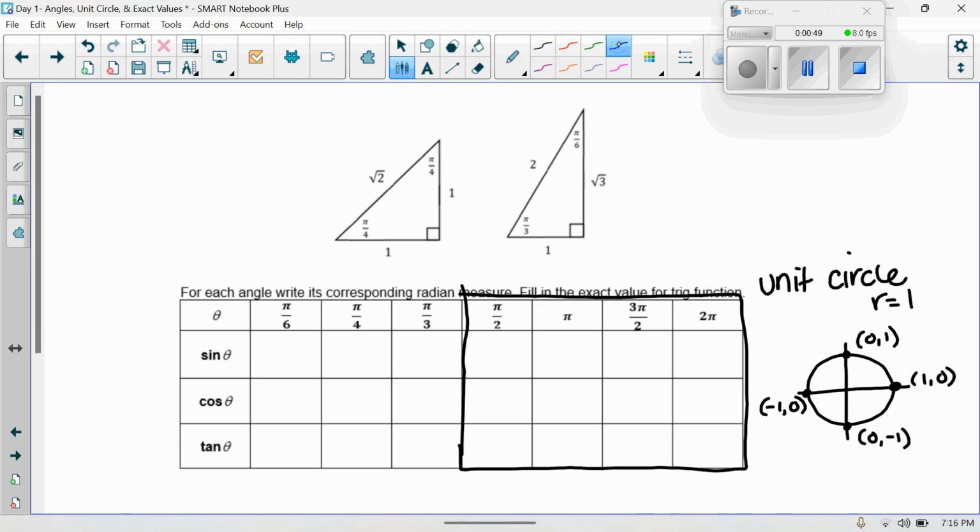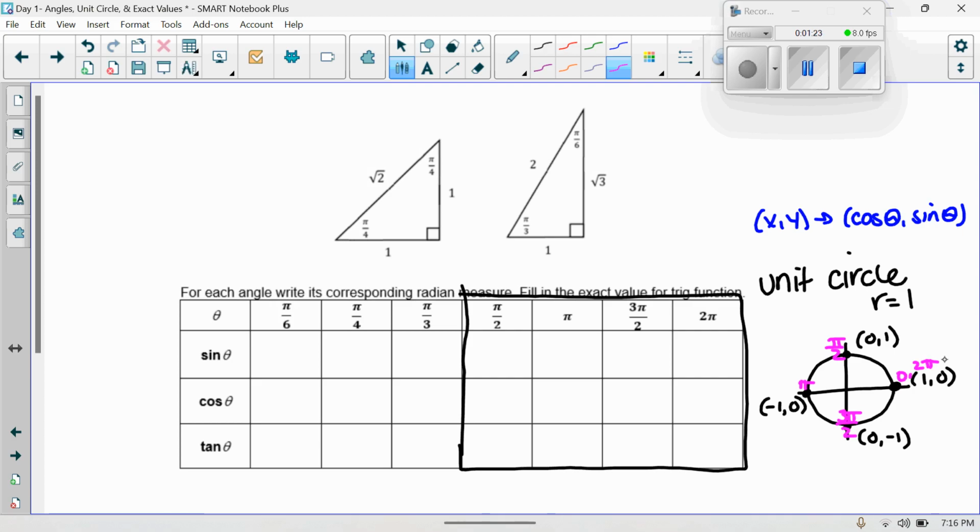So remember that x, y is cosine, sine, and when I'm on the unit circle, it's just cosine, sine. I don't have to worry about r in front of it because my radius is 1. So 1 times anything is itself. So when I'm labeling my unit circle in terms of radians, I always start here. This is 0. This is pi over 2, pi, 3 pi over 2, 2 pi.